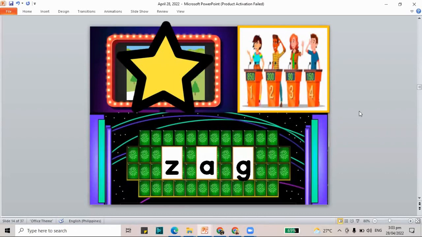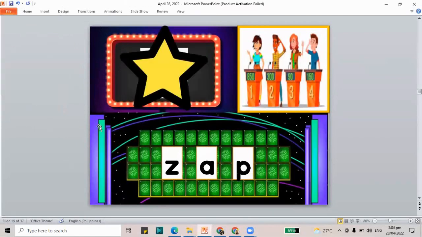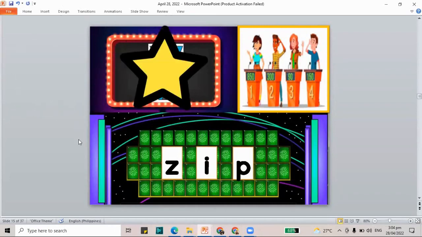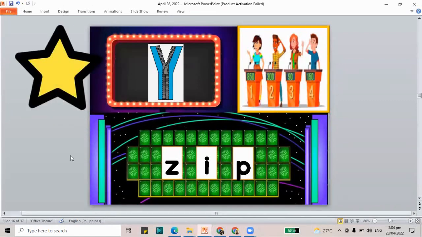Let's jump to our game and let's read first our words and then let's check if they match our picture behind the star. So we have the letters Z-A-G to make the word zag. And remember, when the road is not straight, it zags. Do we have zag? Yes, that is zag. Let's move to the next. Z-A-P. Zap. Let's check. Do we have zap behind the star? That's zap. Another one. Z-I-P. Zip. Let's check. Is this zip? Yes, you zip the zipper closed.